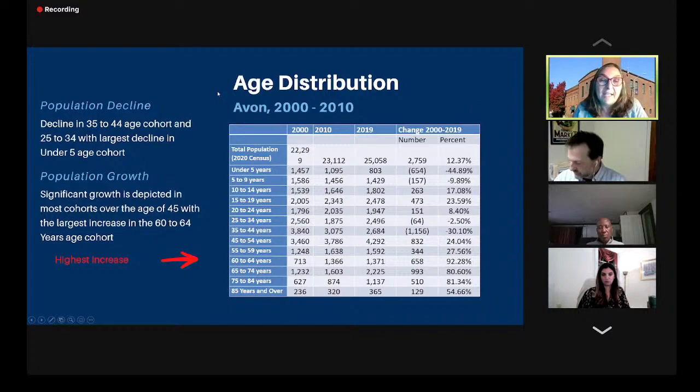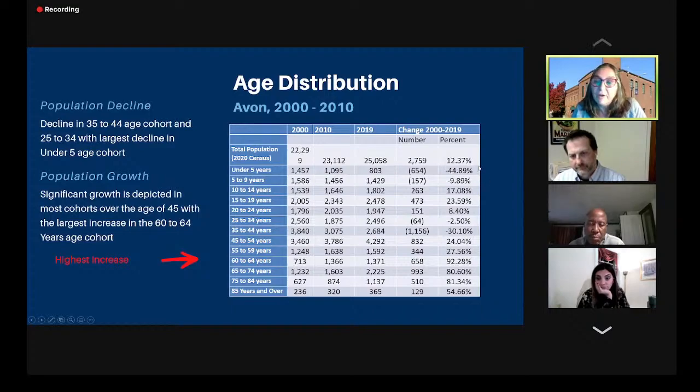This is the age, oh, I'm sorry, this says Avon on it. It should say Easton. And it should say 2019. Of course, it's when you do the slides live that you notice the misspellings. But the statistics are correct for this slide. These are the demographics for age distribution in Easton for the years 2000, 2010, and 2019.